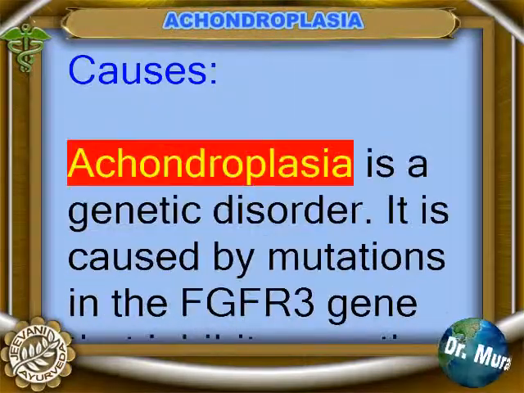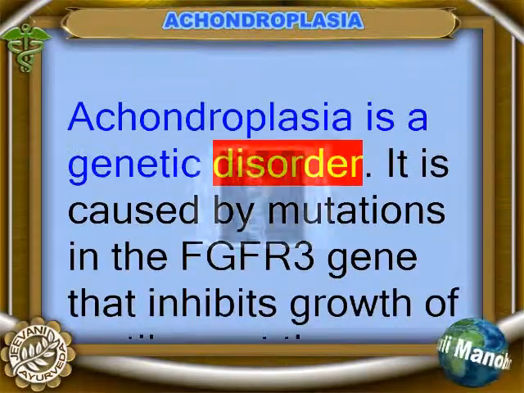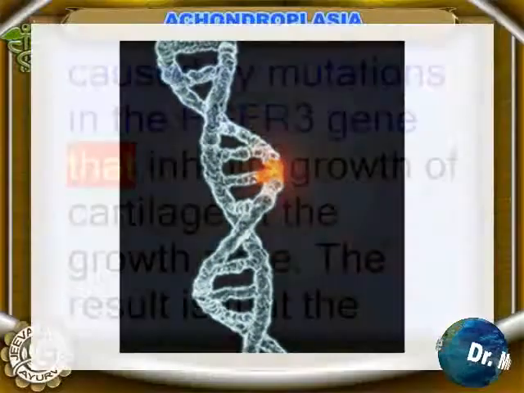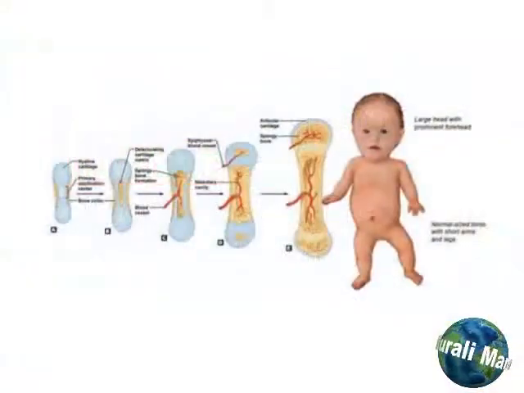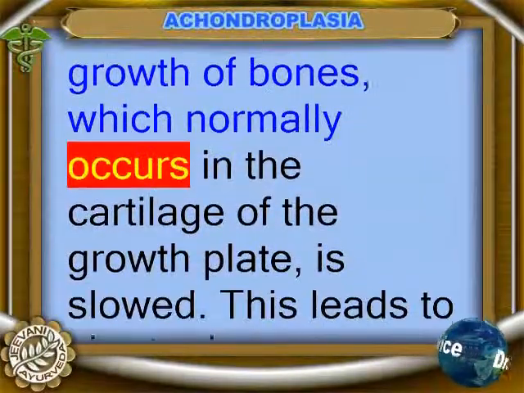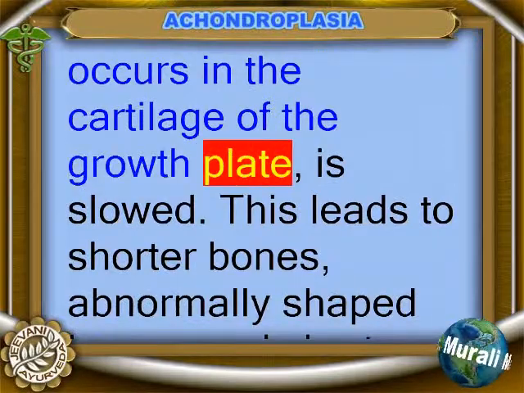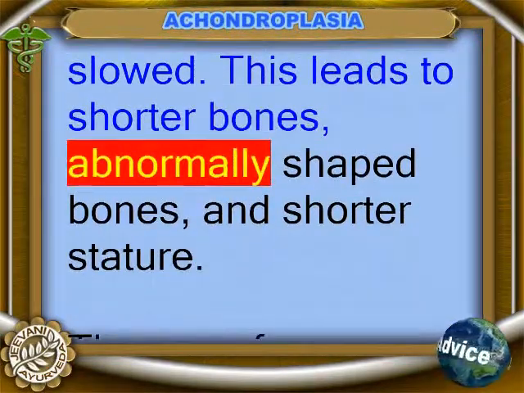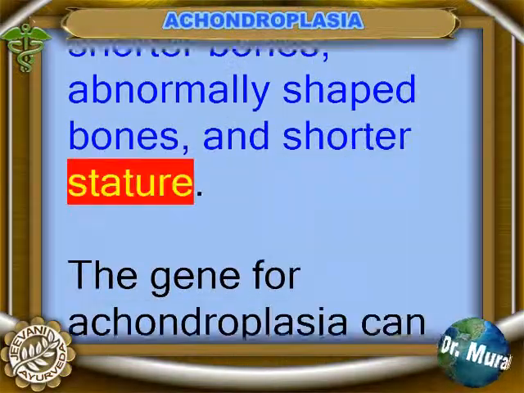Causes: achondroplasia is a genetic disorder. It is caused by mutations in the FGFR3 gene that inhibits growth of cartilage at the growth plate. The result is that the growth of bones, which normally occurs in the cartilage of the growth plate, is slowed. This leads to shorter bones, abnormally shaped bones, and shorter stature.